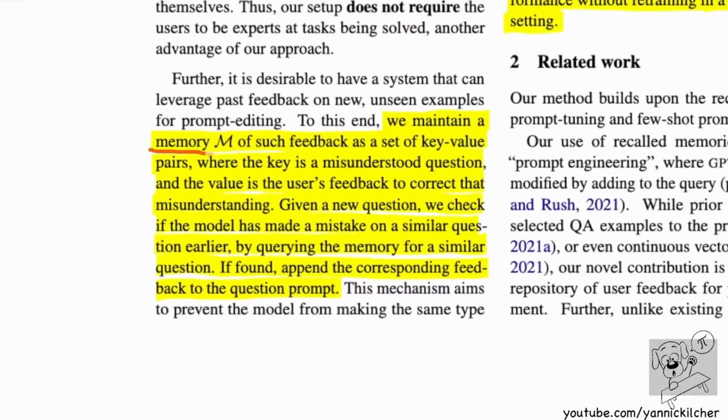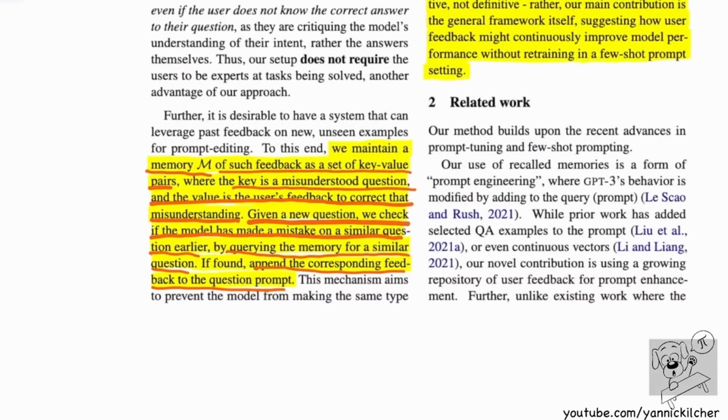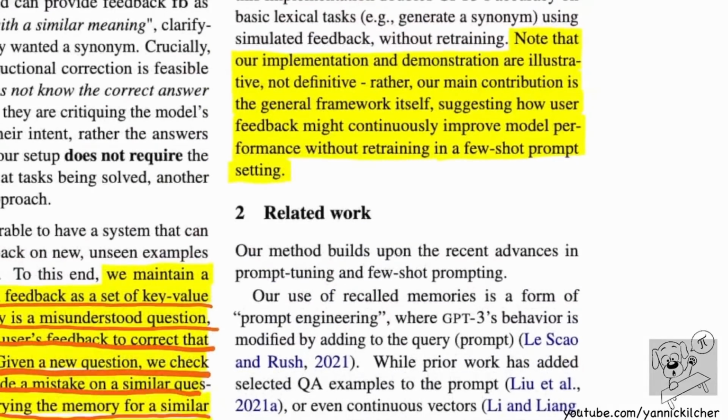They maintain a memory M of feedback as a set of key-value pairs. The key is a misunderstood question, and the value is the user's feedback to correct that misunderstanding. Given a new question, we check if the model has made a mistake on a similar question earlier by querying the memory for a similar question. If found, append the corresponding feedback to the question prompt. And here is where they say: not definitive, rather our main contribution is the general framework itself, suggesting how user feedback might continuously improve model performance without retraining in a few-shot prompt setting.